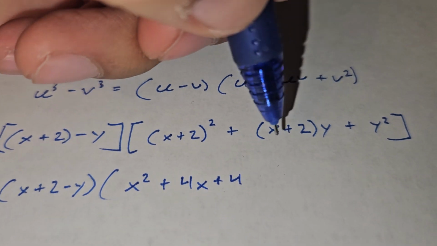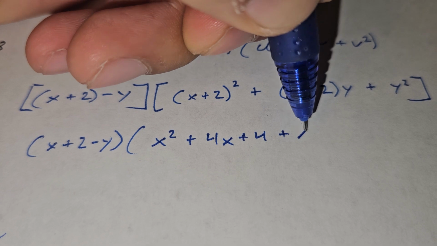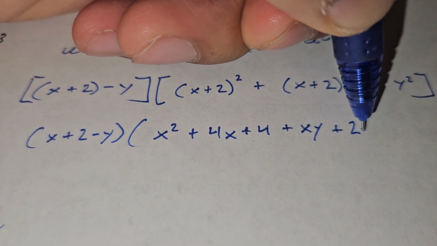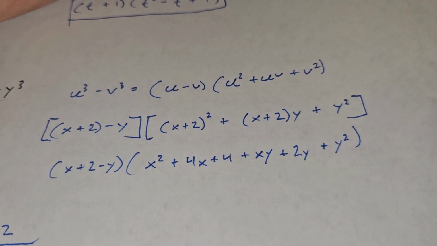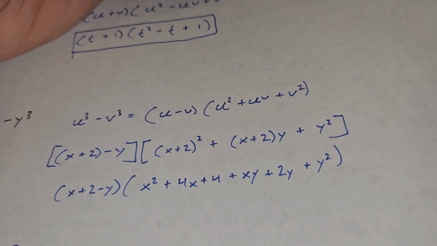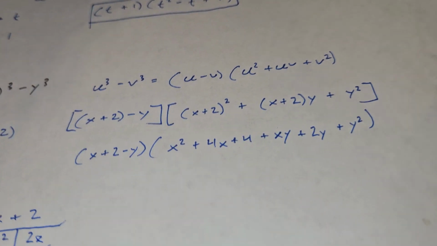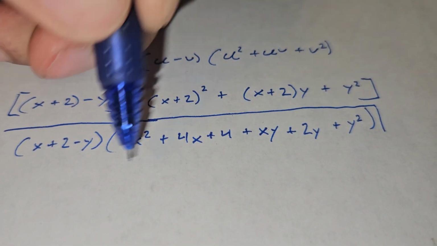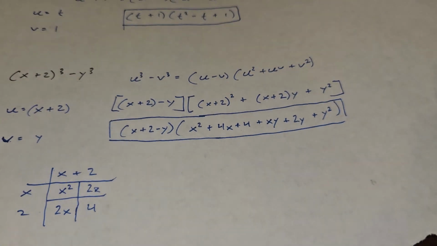And now let's use the distributive property to distribute the y. y times x is xy, y times x is xy, wait, y times (x + 2) is xy plus 2y, plus y squared. So we have x squared plus 4x plus 4 plus xy plus 2y plus y squared. We can't really combine anything here, so this is about as much as we can simplify. This can be your answer.